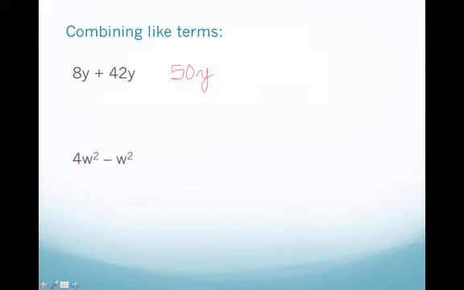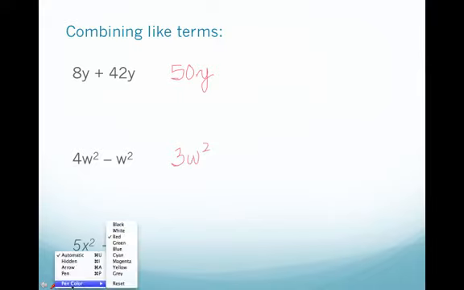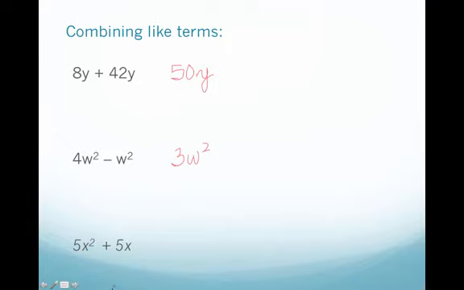Here I've got 4w squared minus another w squared. Remember, there's no coefficient there, so I have to assume that's a 1. I do have the variables raised to the same power, so I can combine these. So I've got 4 w squareds, and I'm subtracting 1 w squared from that for 3 w squared. And finally, a 5x squared plus 5x. It was kind of cool that the coefficients were the same, but my variables are not raised to the same power. So I actually can do nothing to combine these like terms.